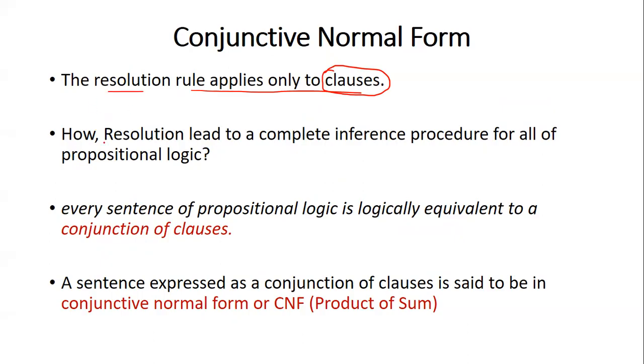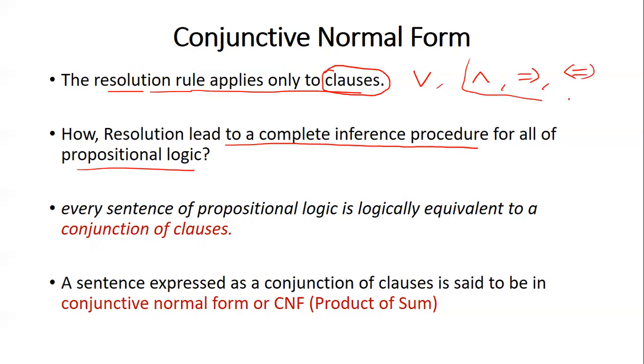Now there is a question: when resolution is applicable only to clauses, how will resolution lead to a complete inference procedure for all propositional logic? We claimed that using resolution we can infer anything, that is, resolution is a complete inference procedure. But resolution is applicable only to clauses, and a clausal sentence includes only disjunction, or. It does not include other things like and, implies, and bidirectional. All these things will not be there in a clausal sentence. And only the literals available in a clausal sentence will be considered for a conjunctive normal form. When that is the case, how do we claim that resolution leads to a complete inference procedure for propositional logic? That is the question.